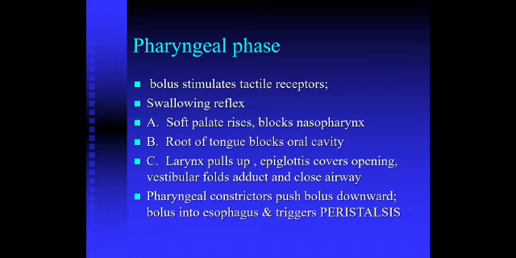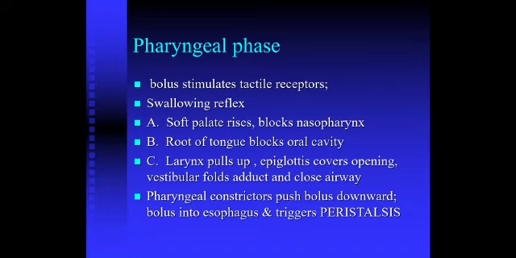The hyoid bone and the larynx are pulled upward and anteriorly by the neck muscles, causing the epiglottis to swing back over the laryngeal opening. This prevents the entry of food into the trachea.